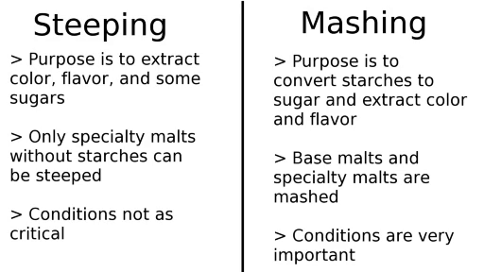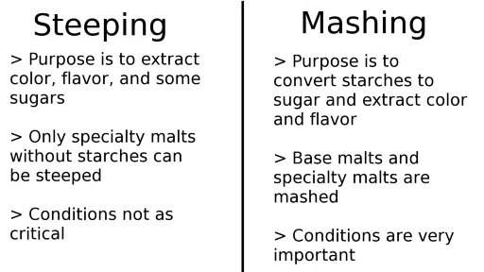Steeping is really an extraction process. You're extracting color, flavor, and some sugars out of the grains. There's really nothing too complicated going on there, and it's a lot like steeping tea. Mashing, on the other hand, is more of a conversion process. There are enzymes involved in converting starches to sugar, and that's the main purpose of mashing, is to get sugar out of the grain. And there is also some extraction going on because you are going to get color and flavor out of the grains, but it's mainly a conversion process.